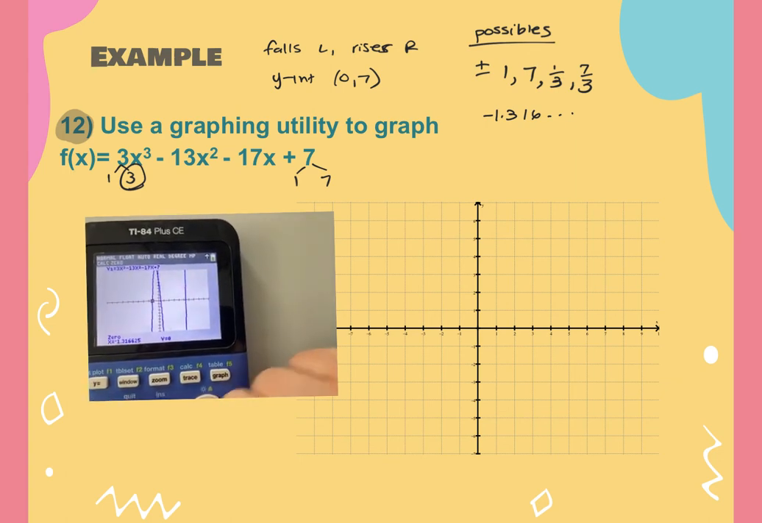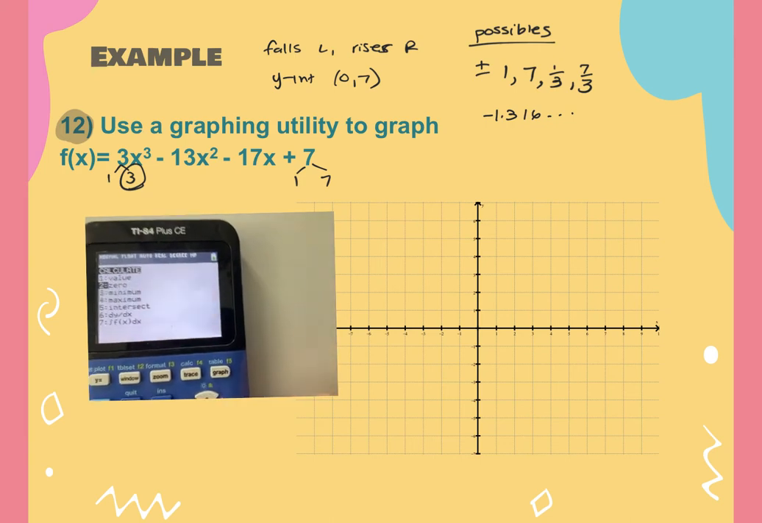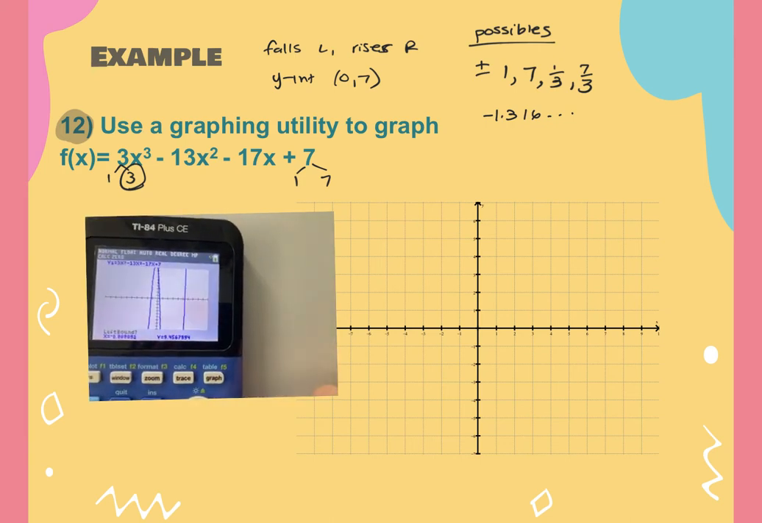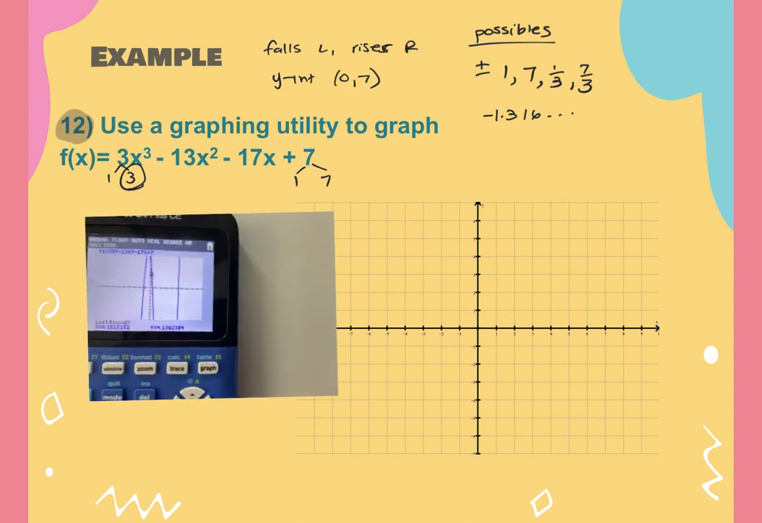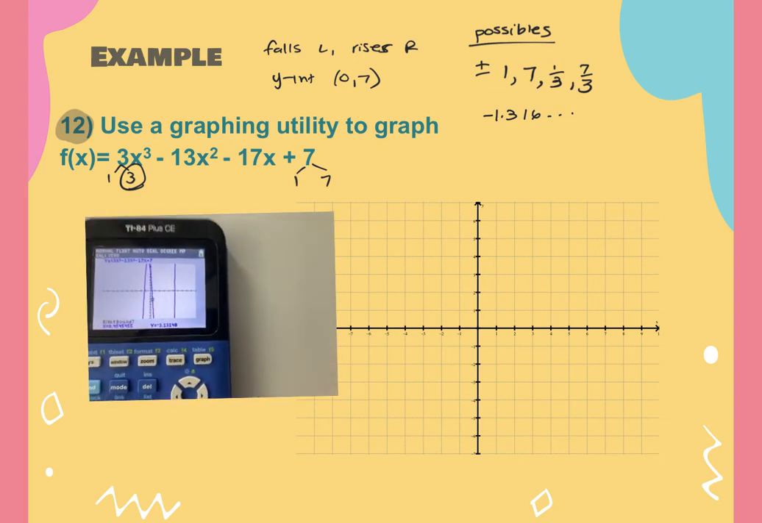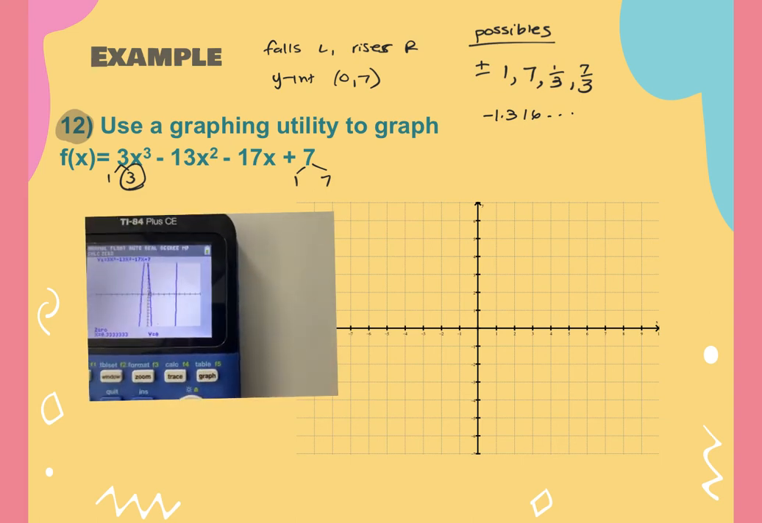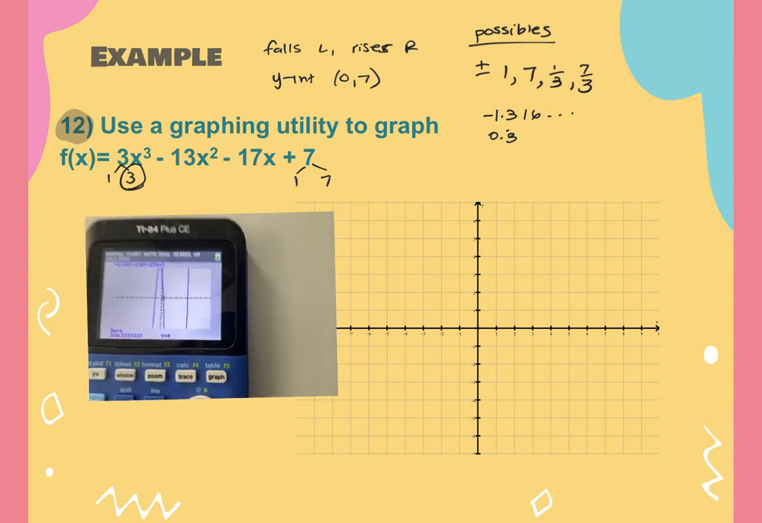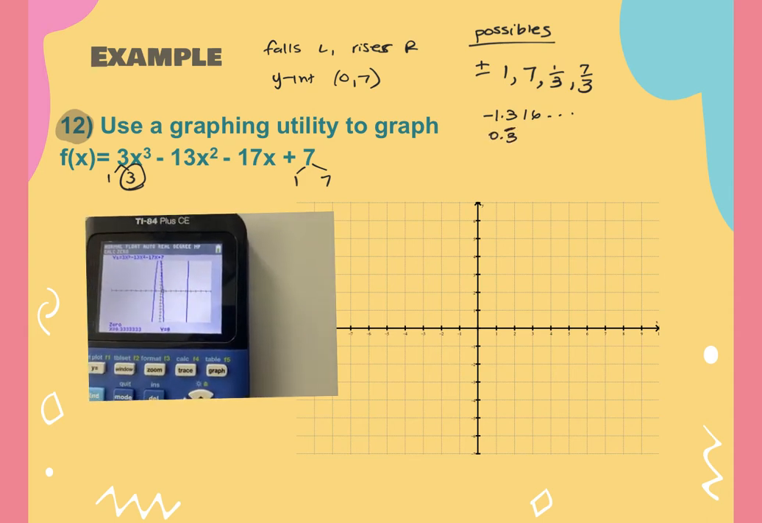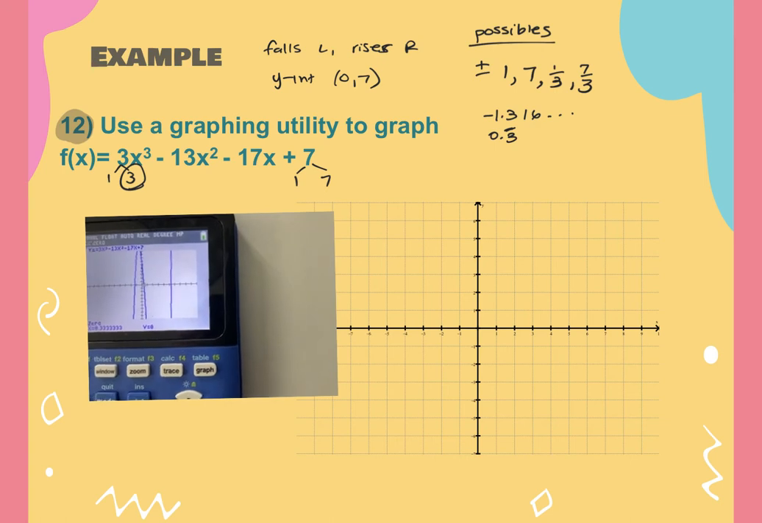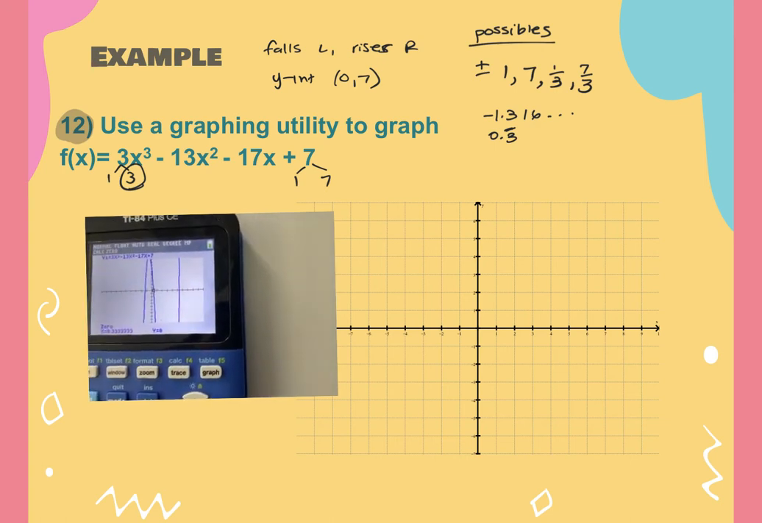So I go second, trace, 0. Go to the next one. Left of it, right of it, and there's my 0.3 repeated. So that means the possible one that I already found on my graph is what? 1/3. So 1/3 is one of my zeros.